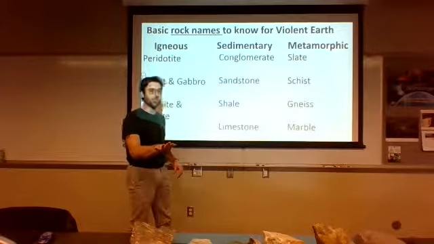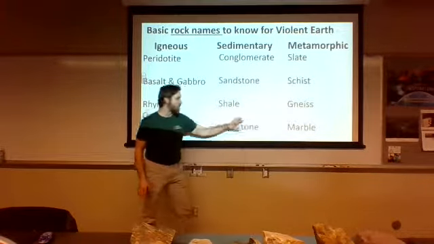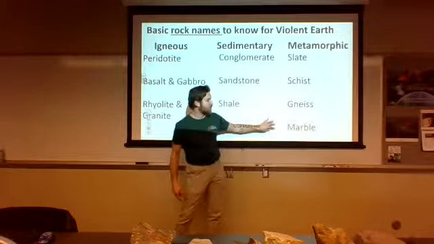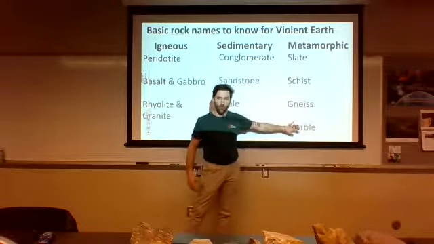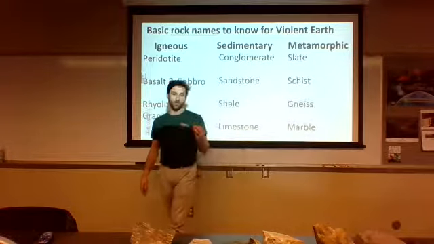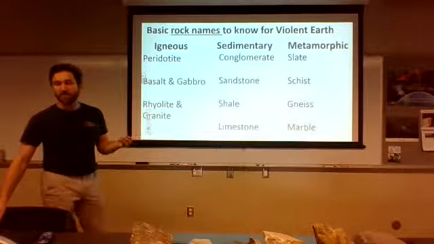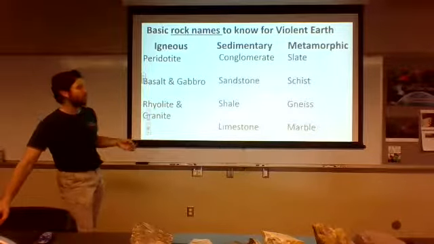And one that I didn't show here, but if you take a limestone, a calcium carbonate material, and also induce heat and or pressure, that becomes a marble, okay? A very coarsely crystalline marble-like material. Okay? So these are the basic rocks that we will use in Violent Earth.